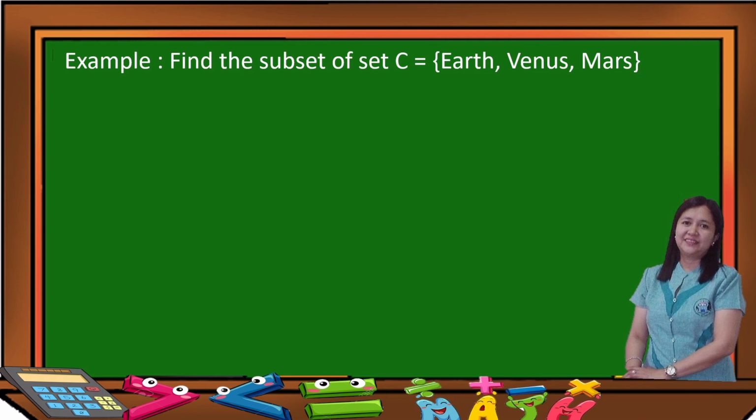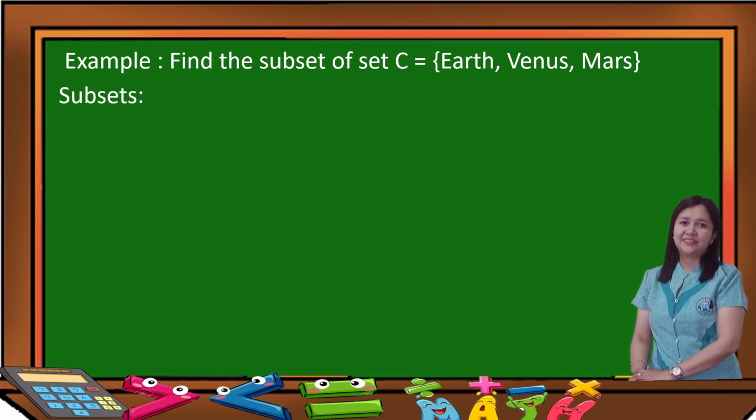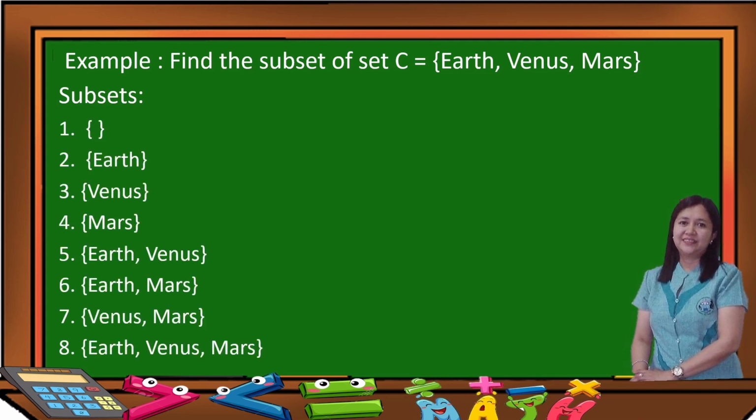Example, find the subsets of set C: Earth, Venus, Mars. Class, what can you say about the set given? Good. They are the planets in the solar system. 3 planets. Now, let us find the subsets. In writing the subsets, we should start with the empty set, meaning there is no element. Number 2, get one element, so that is Earth. Number 3, get another element aside from Earth, so that is Venus. Number 4, get the last element, which is Mars.